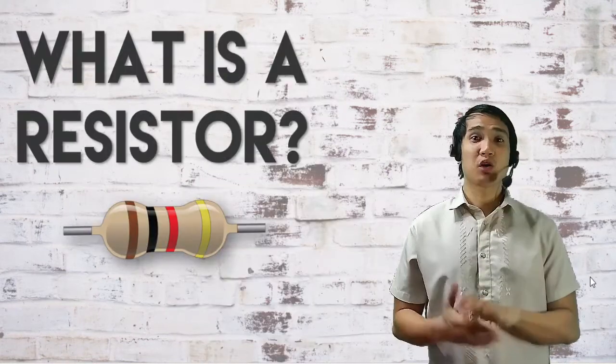Are you familiar with those tiny electronic pieces usually coated with color codings? Have you got them now? Let me see. Those are what we call resistors. What is a resistor?